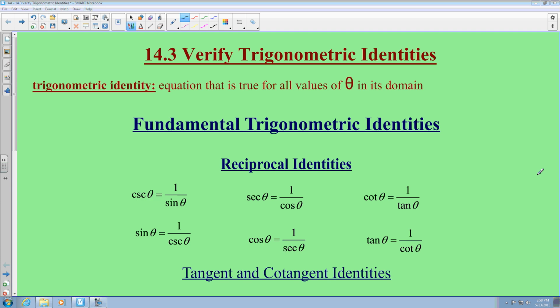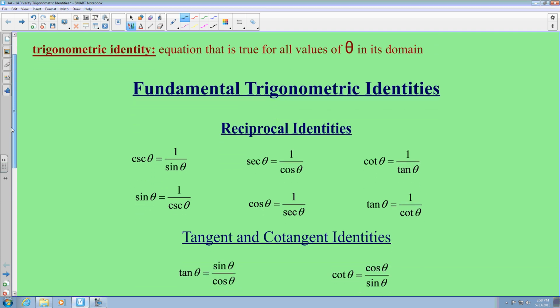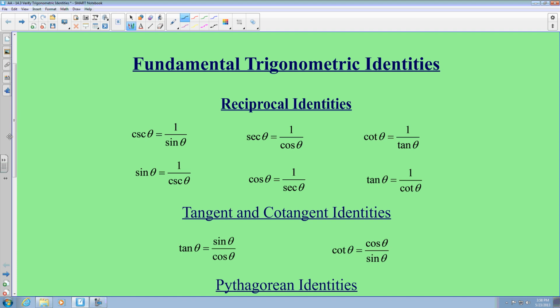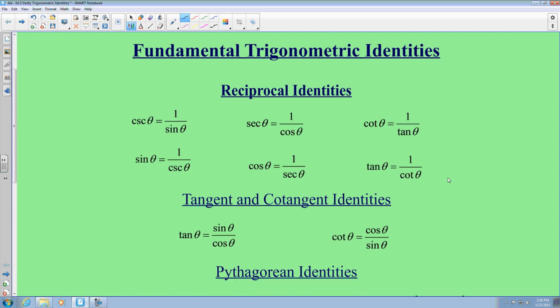It's broken up into different categories of trig functions, where we can rewrite different trig functions with different emphasis. For example, we have our reciprocal identities, which means that cosecant equals 1 over sine theta, secant is 1 over cosine theta, cotangent equals 1 over tangent theta, and respectively sine theta equals 1 over cosecant, cosine theta is 1 over secant, and tangent is 1 over cotangent.